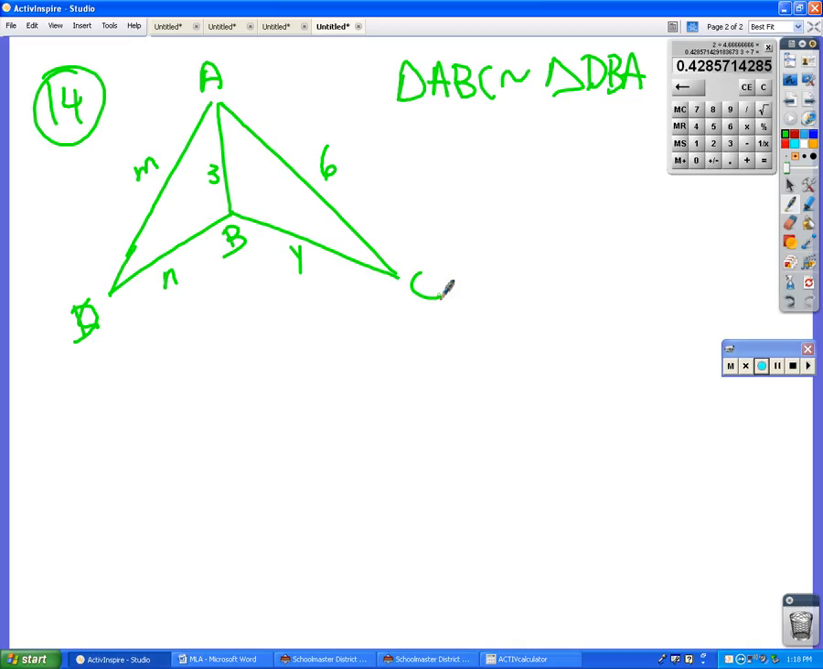So we need to figure out what sides go with what, all right? And the way you do that, like I said, is by looking at the way this thing is written right there. So AB, what's the length of side AB? 3. That goes with side DB. What's the length of side DB? It is N, okay? And that's going to equal, now look at the last 2 letters in each one, BC, which is Y, divided by the last 2 letters on this one, BA, which is 3.